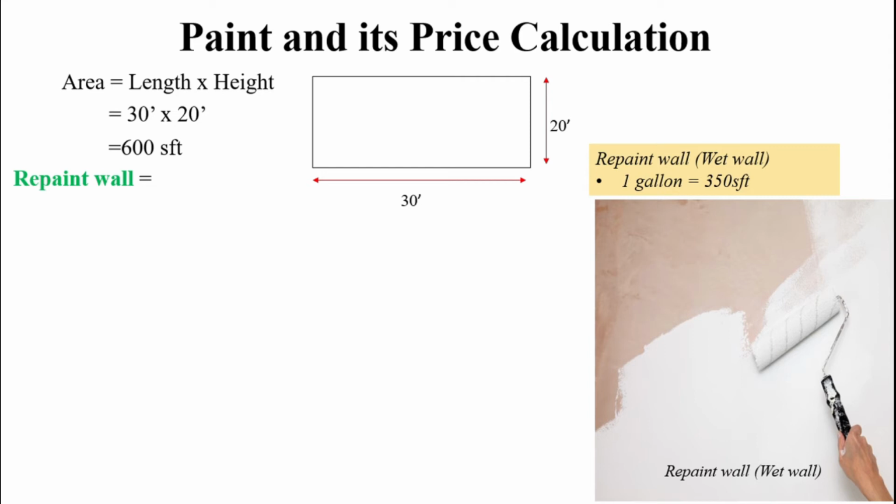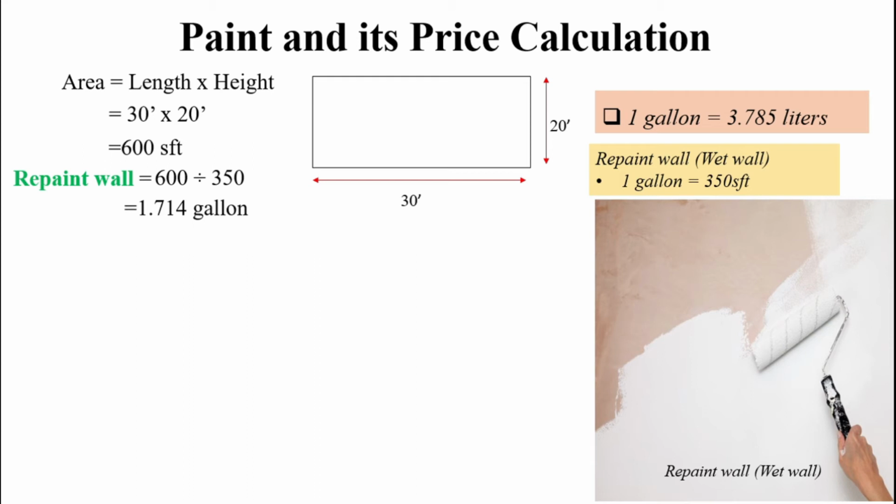In case of repaint wall, we know that 1 gallon of paint covers 350 square feet area. Here the area is 600 square feet, therefore we divide 600 by 350 and the answer becomes 1.714 gallon. Now if we want to calculate the quantity of paint in liters, we know that 1 gallon is equal to 3.785 liters. So we multiply the quantity of paint in gallons by 3.785 and the required answer in liters is 6.48.